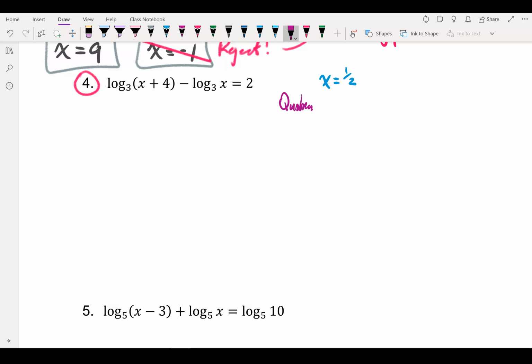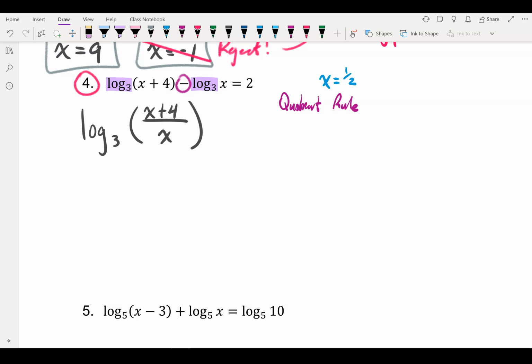Quotient rule. Why am I allowed to do that? A couple things. They have the same base, and I notice that there's a subtraction between them, so I can bring them all into one big log as a fraction. So log base 3, first term goes on top, divided by second term on bottom. Equals 2. I shouldn't have put an equal sign on the left side.